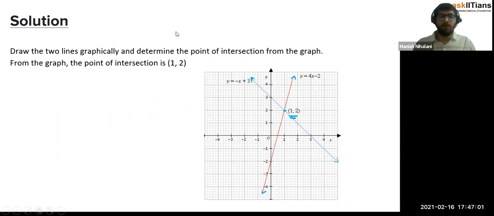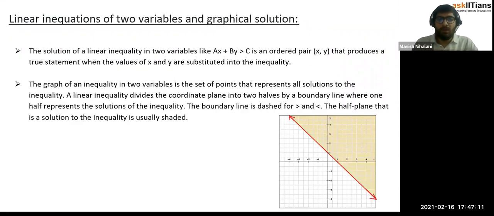So this is how linear equations in two variables are solved, and they are plotted graphically to get the solution, right? Now we will be talking about inequalities, linear inequations, because you would see now your x power 1 and y power 1, but here instead of the equal to sign you have an inequality sign.